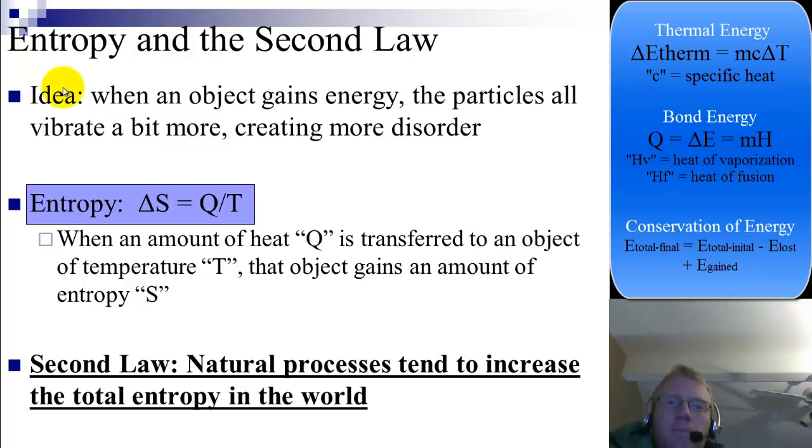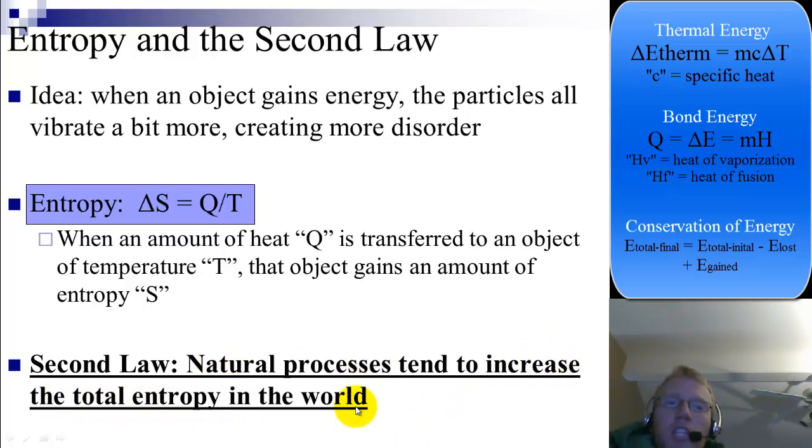So our equation for entropy is the change in entropy equals the heat flow divided by the temperature. Ignore this equation for now. I'm not decided yet if we're going to use the equation, probably just for the math students, and I'll do a little special thing in class. So for now, ignore this. What you do need to know is that the second law of thermodynamics states that natural processes tend to increase the total entropy in the world.